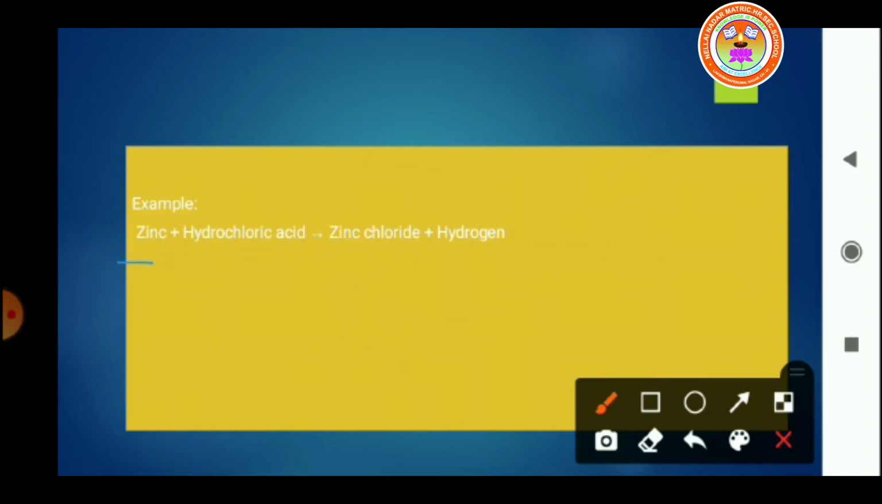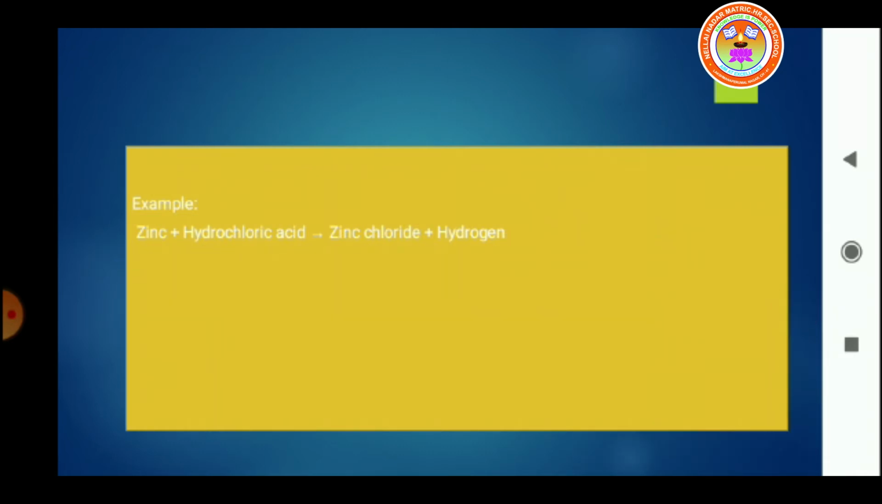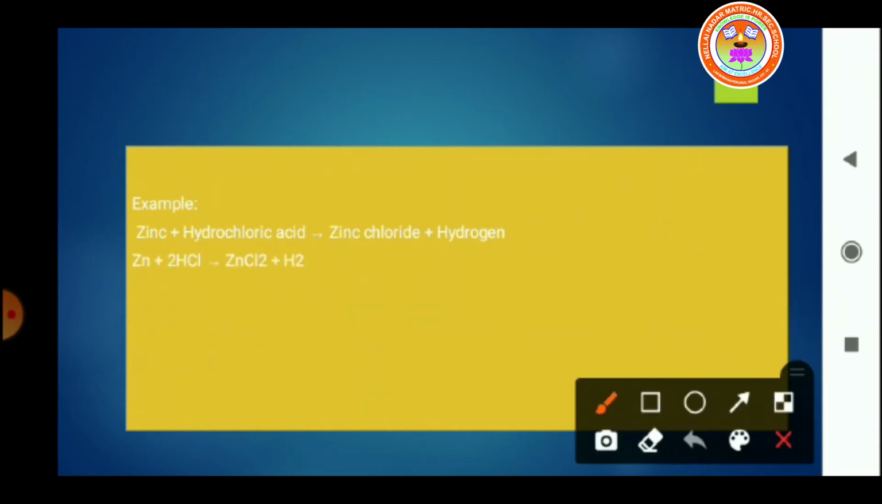Okay, zinc reacts with hydrochloric acid to form zinc chloride and also hydrogen gas. So shall I write the reaction? What is the formula for zinc? That is Zn. Z must be a capital letter, n is a small letter. So whenever writing an element, the first letter is capital, the second one is a small letter. Okay, so this is the formula for zinc reacting with hydrochloric acid.